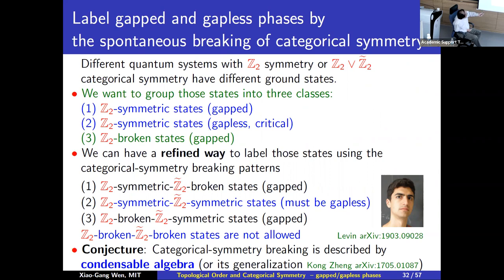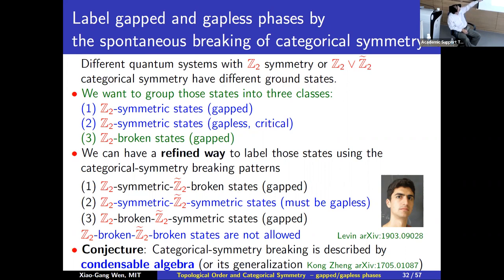So let's try to label gapped and gapless states. For the Ising model, we have a Z2 symmetry. There's a Z2 symmetric state, which is gapped, the ordinary paramagnetic state. There are also Z2 symmetric states which are gapless at the critical point. And we have the Z2 symmetry-breaking state, which is gapped. So you can see that in this way, both the gapped state and the critical state are Z2 symmetric, so there's a degeneracy of labels.